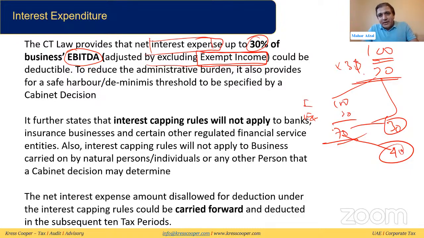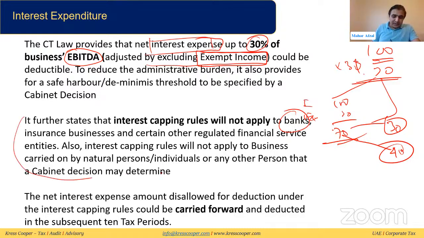These are the generic principles. These general principles are not applicable specifically to the banks because interest is the core business of the banks. They are receiving interest, they pay interest, so it will not be applicable on the banks. It will not be applicable on the insurance businesses and some other regular financial services entities. Interest capping rules will also not apply to business carried on by a natural person, an individual.